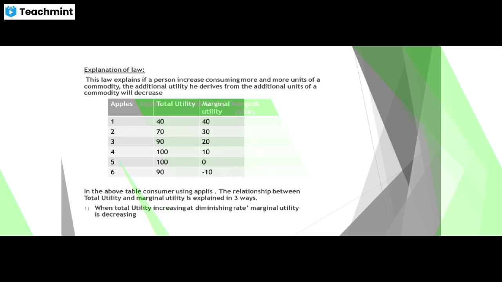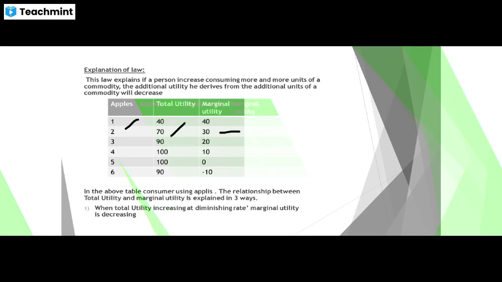And next, second apple. When we use the second apple, your total utility is 70. 70 means the first good gives 40 utils and the second good gives 30 utils, total 70 utils. That means by using two goods you are getting 70 utils of satisfaction. Here marginal utility is 30. So why 30? Because previously you had 40, now you are getting 70.